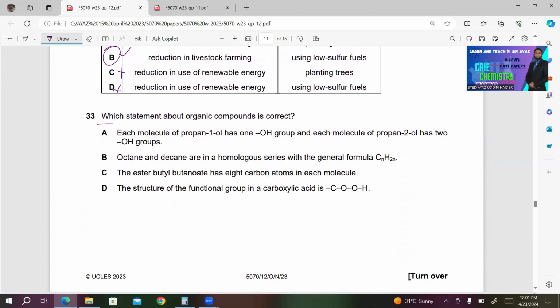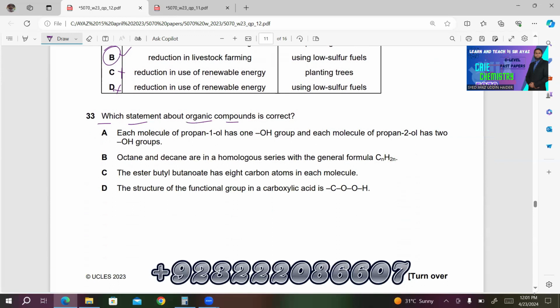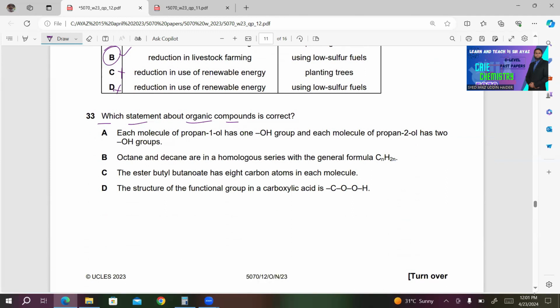33. Which statement about organic compounds is correct? A. Each molecule of propan-1-ol has 1 OH group, and each molecule of propan-2-ol has 2 OH groups. This is incorrect, because here is the formula for propan-1-ol. It has 1 OH group. We have 3 carbon, 1, 2, 3. OH is at position 1. So this is correct. It has 1 OH group.